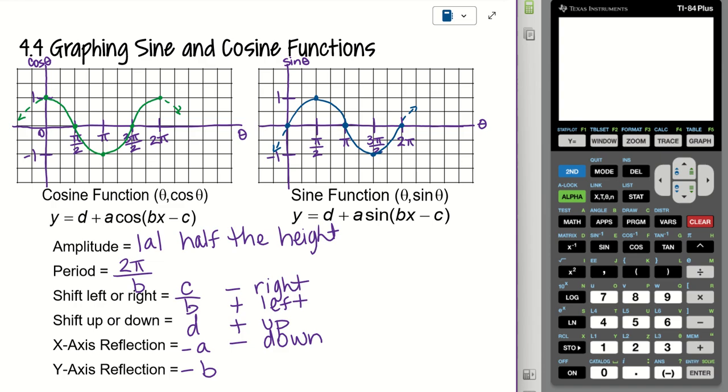Okay, so the goal is going to be to look at these equations and determine how the basic sine and cosine function was changed or translated, and then can we graph those functions? We're going to utilize our calculator to help us as well, but we want to be able to pull out as much information as possible from the equation in order to know how to use our calculator as well. I told you yesterday there's some settings that we're going to have to change each time.